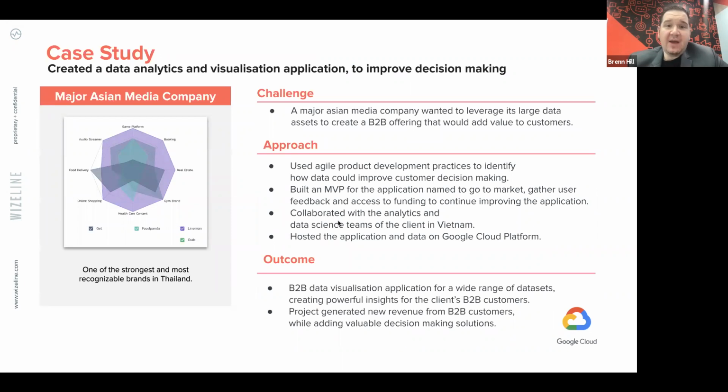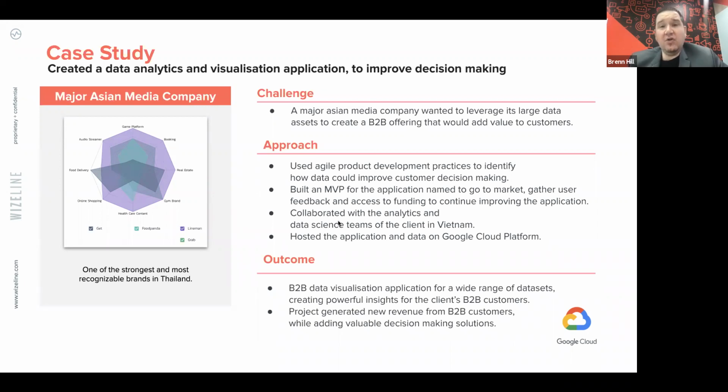This was done in APAC. There was a major Asian media company that wanted to create a B2B offering to add value to their customers using data. And we worked with them using agile product development practices. We tried to come up with the best MVP we could. We worked with them to go to market with this. We collaborated with their analytics and data science teams. We provided some of our own, and we built all this on the cloud. We'll talk about that in a little bit on Google Cloud.